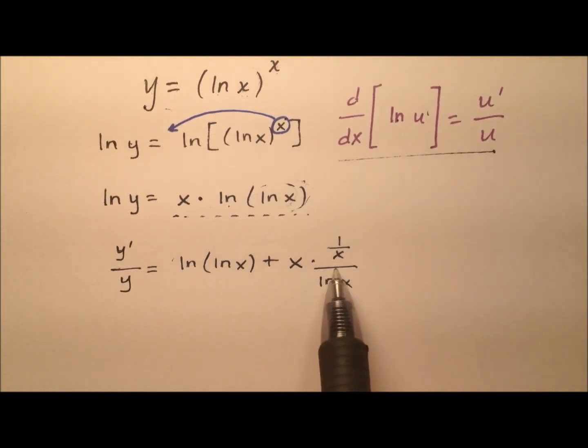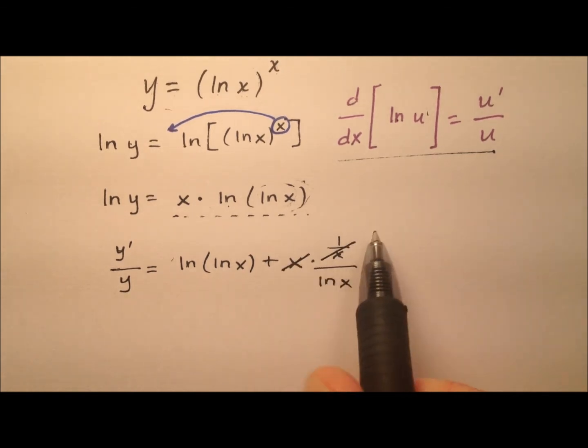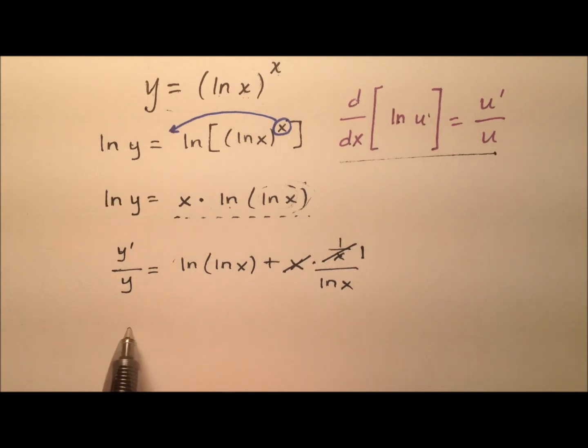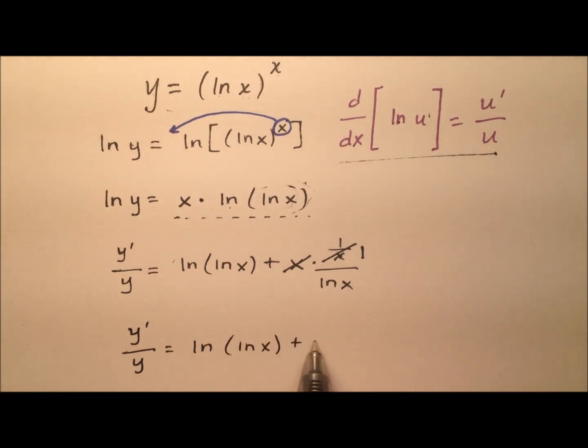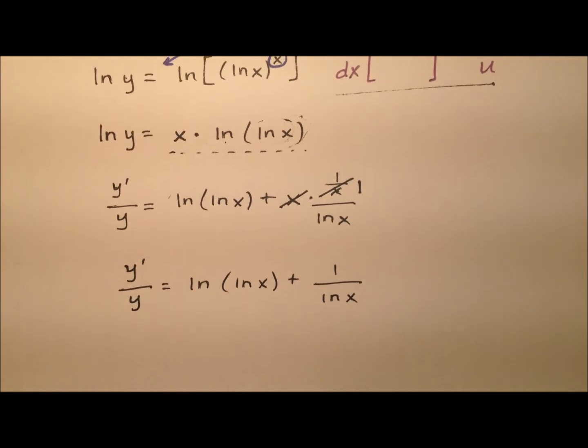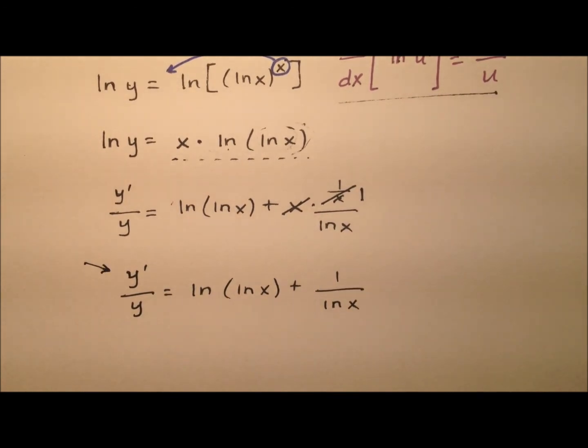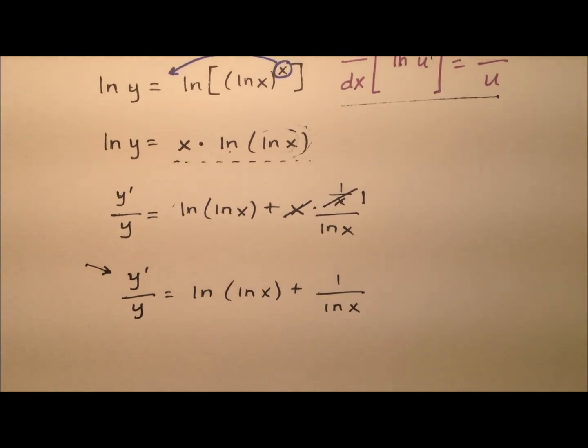And it looks like we can clean this up a little bit. We have x times 1 over x, so those will cancel, leaving me with just a 1 in the numerator. So rewriting this real quick looks like this. It's the natural log of x plus 1 over the natural log of x. All right. So remember, though, we're trying to solve for this y prime, because that's our dy dx.